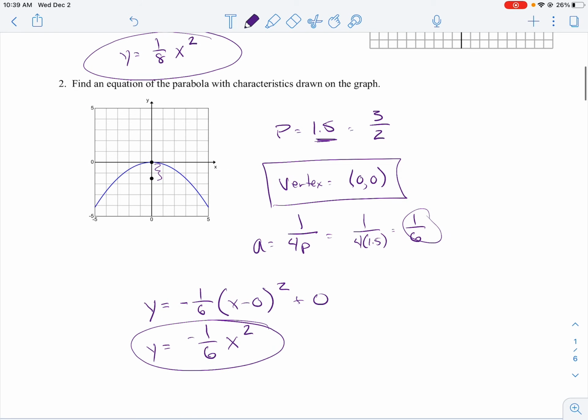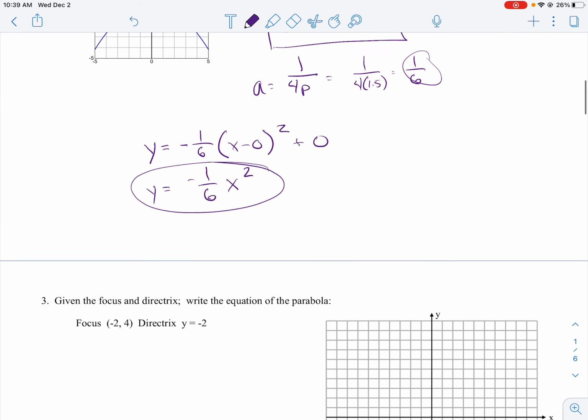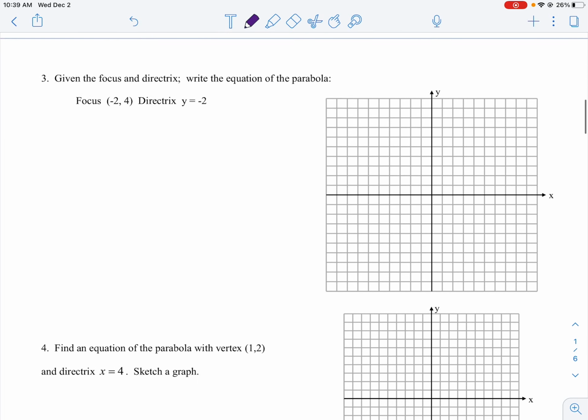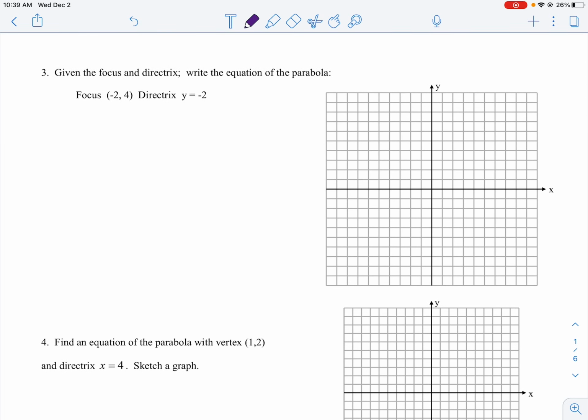Let's move on to number 3. Now this one, they're giving us the focus and the directrix. Our focus is -2, comma 4. So -2, 1, 2, 3, 4. And our directrix is y is equal to -2.